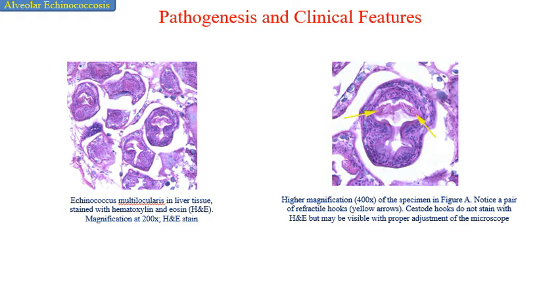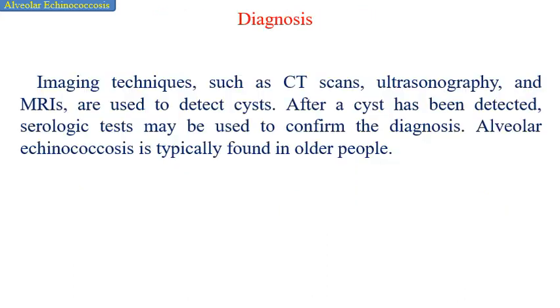The picture shows Echinococcus multilocularis in liver tissue stained with hematoxylin and eosin. At higher magnification, about 400, of the specimen in the figure, notice the pair of refractile hooks, yellow arrows. The hooks do not stain with hematoxylin and eosin but may be visible with proper adjustment of the microscope.